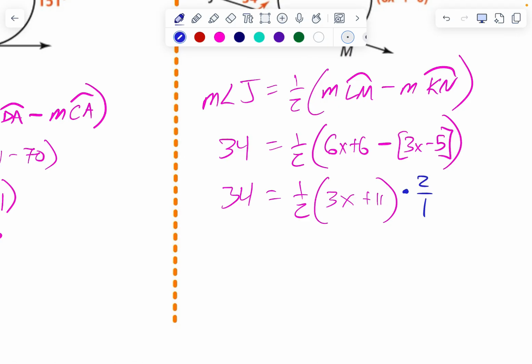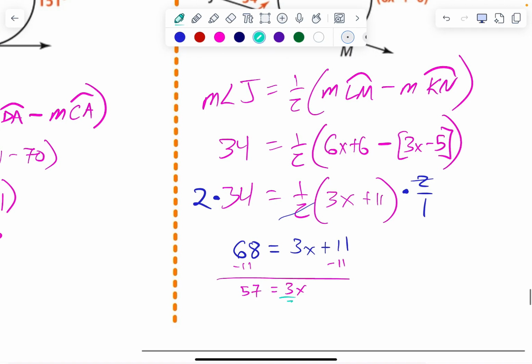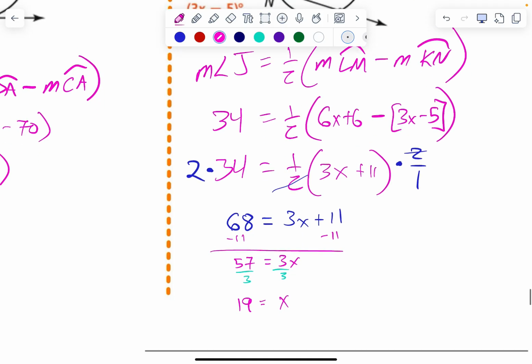Yeah, if we multiply by 2, those cancel out, which is faster. Now we have to do it to the other side so that we are balanced. Okay, 68 on that side. And now we don't have to deal with fractions at all. Okay, from here we'll subtract 11. And we'll get 57. And then divide by 3. And we'll get 19 for x.